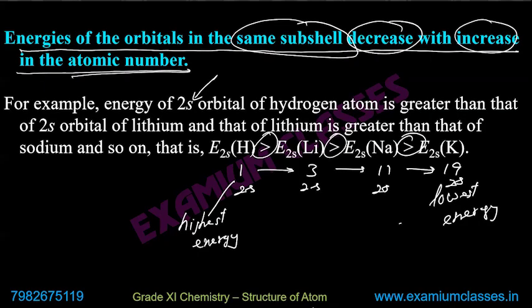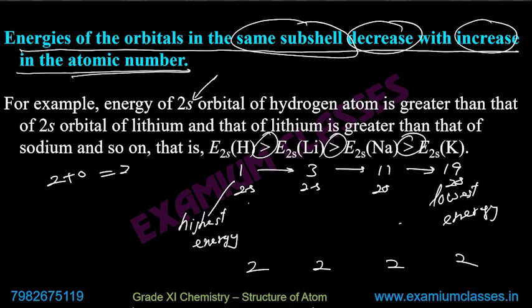Why am I telling you this? Because 2s will give you 2 plus 0, that is 2. So its energy is 2, this energy is 2, this energy is 2, this energy is 2. As per the n plus l rule, you will say all should have equal energy, but that is not true. If we are talking about the same element, then that rule applies. Now here we are talking about different elements. The same subshell in different elements will not have the same energies. So if you move towards higher atomic number, the energy will decrease.